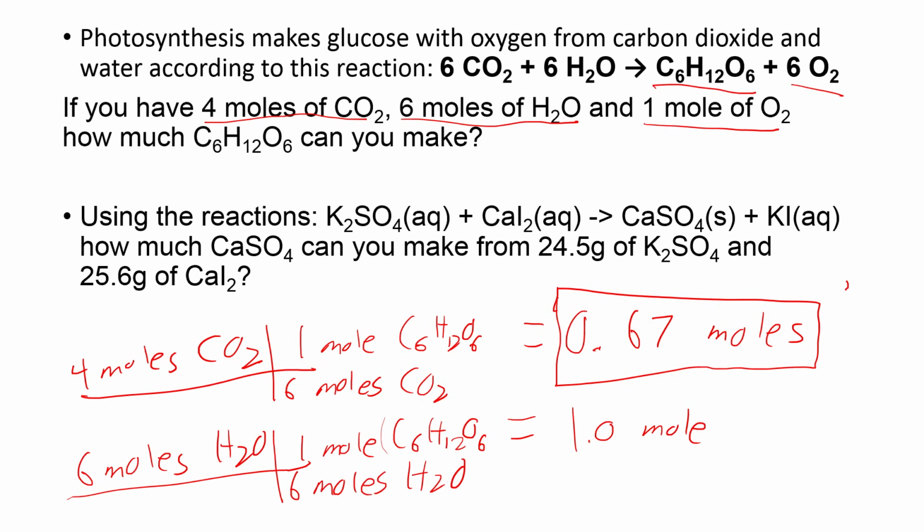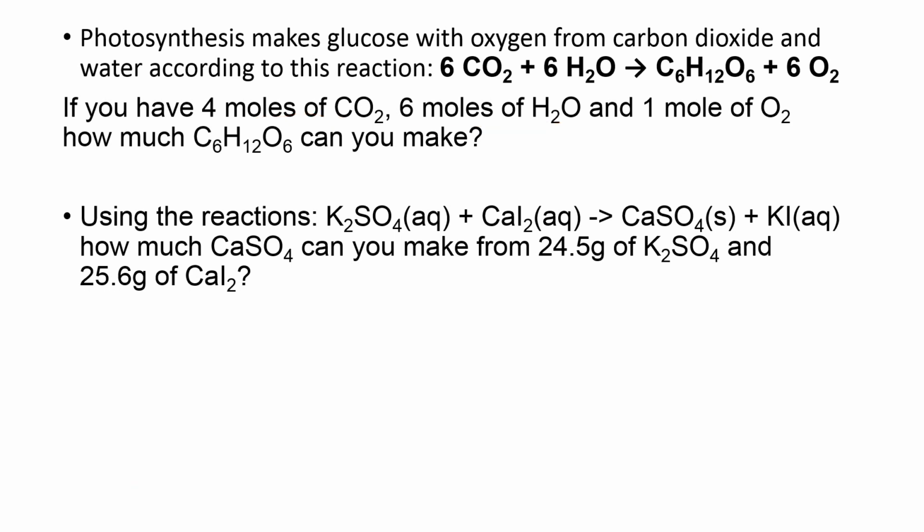So using the reaction, potassium sulfate plus calcium iodide makes calcium sulfate plus potassium iodide. How much calcium sulfate can you make from 24.5 grams of K2SO4 and 25.6 grams of calcium iodide? So this is just another example of a limiting reactant type question, except in this case, we're making a solid, so it's a precipitation reaction. That's why we have it in this section.